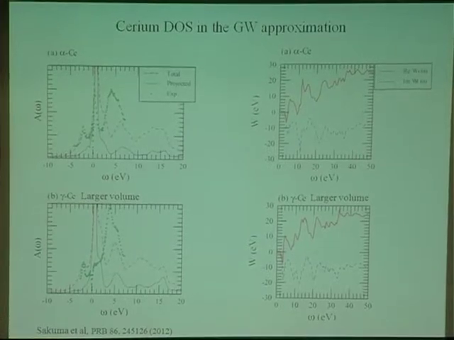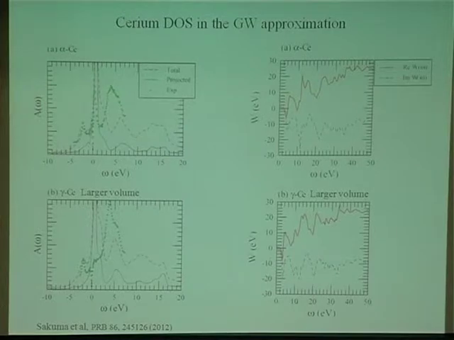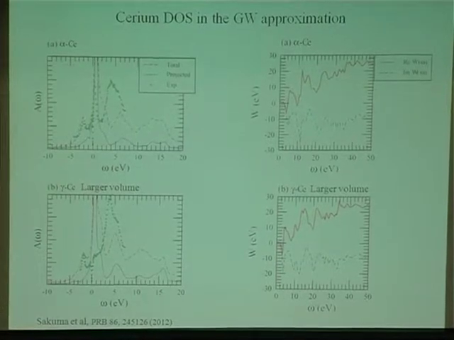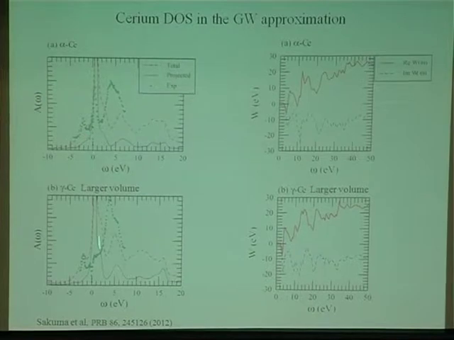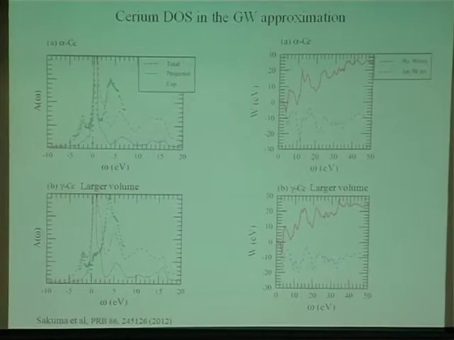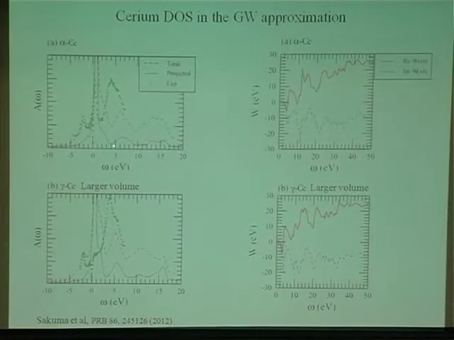Let me give another example to describe the problem with the GW. These are calculations of the spectral functions for cerium alpha and gamma. These are just two phases of cerium with the same structure but different volume. The gamma has a larger volume. If we compare the two spectra, we see that there is a drastic reduction of the quasi-particle weight around the Fermi level when we go from alpha to gamma.